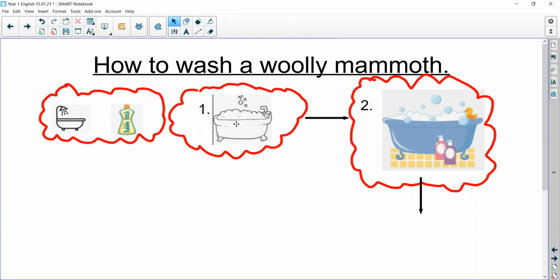So you can see this picture. We have a lovely bath and it's filled to the top with bubble bath. And then our second picture, it's full with a rubber ducky and some shampoo as well. So it's gathering all of the things together. It's telling the reader what they will need and what they will have to do step by step. So I only did 2 instructions because your task was to draw the rest.